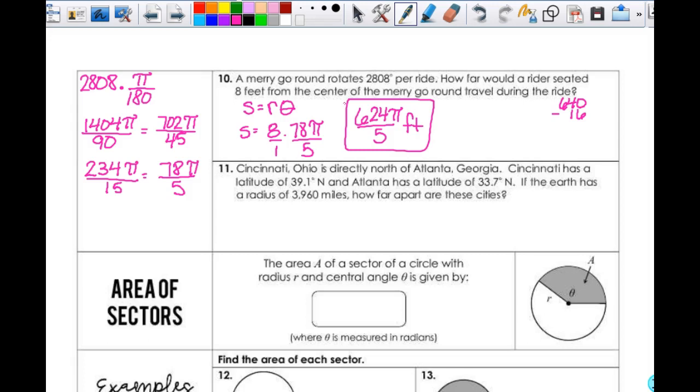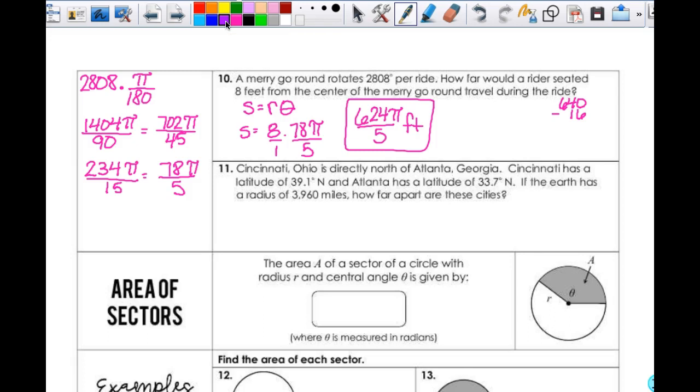All right, Cincinnati, Ohio is directly north of Atlanta, Georgia. Cincinnati has a latitude of 39.1 degrees north. Atlanta has a latitude of 33.7 degrees north. If the Earth has a radius of 3,960 miles, how far are these cities?